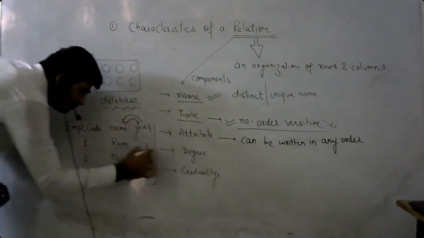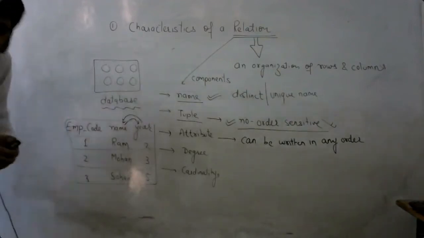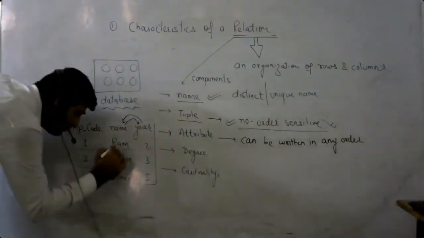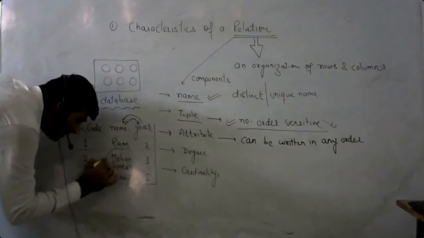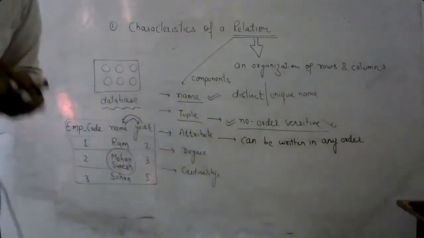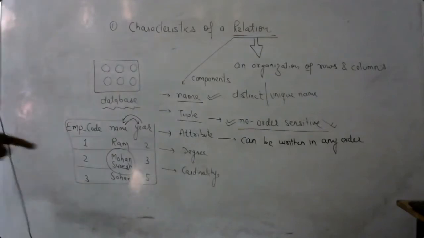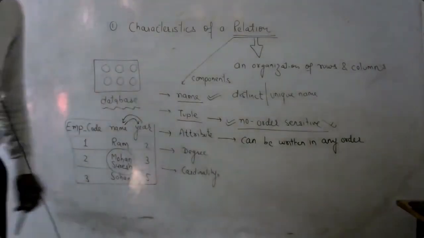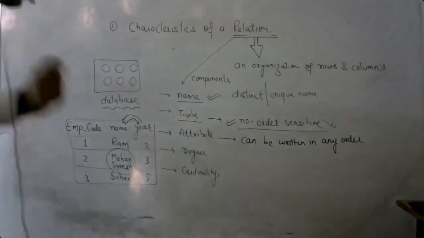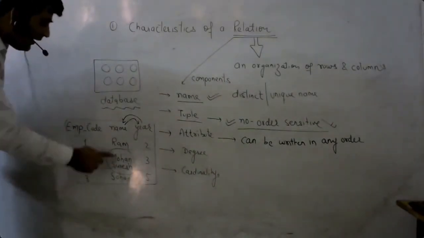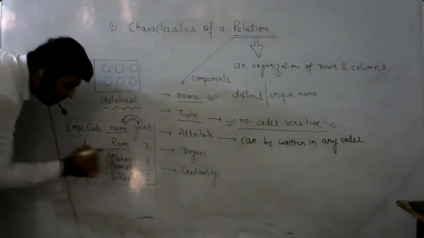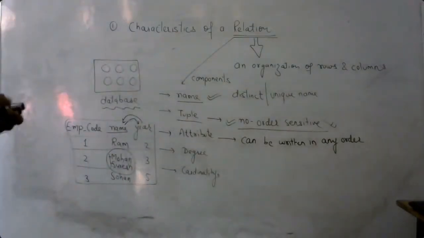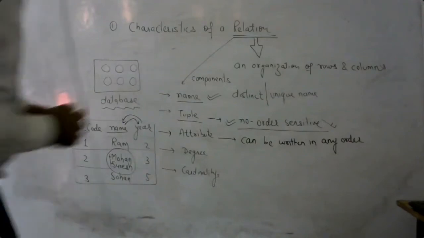Now suppose, can we have more than one value for an attribute? Mohan, Suresh. So my point is here, there cannot be more than one value for an attribute. What is my point? Please try to understand. There cannot be more than one value for an attribute. Here the attribute is name, and in this tuple we are having more than one value. So for an attribute there cannot be more than one value.